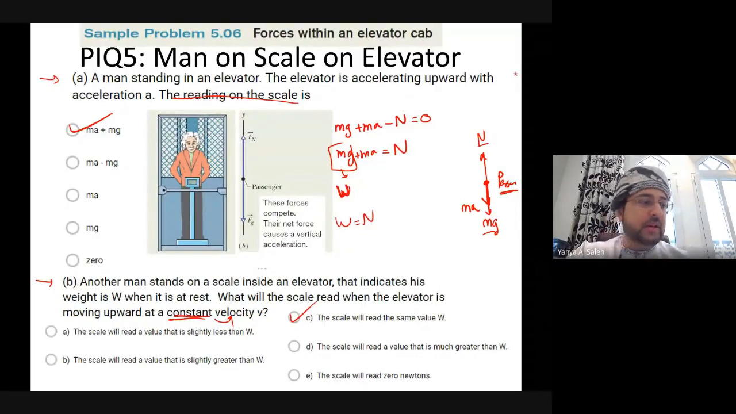Now, the key point here is, because acceleration is 0, the second term will remain 0. So as long as the lift is moving at a constant speed, constant velocity, there is no acceleration, mg is equal to N, so the scale will still read the same value W. If it was accelerating, we would be reading a larger value. Think of it, if you have ever gone to a really, really fast lift, as soon as the lift starts moving, you feel as if someone is pulling you downwards.